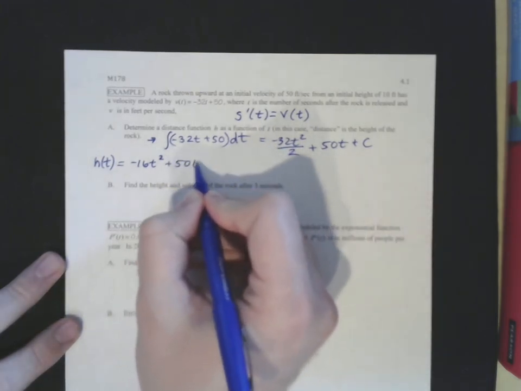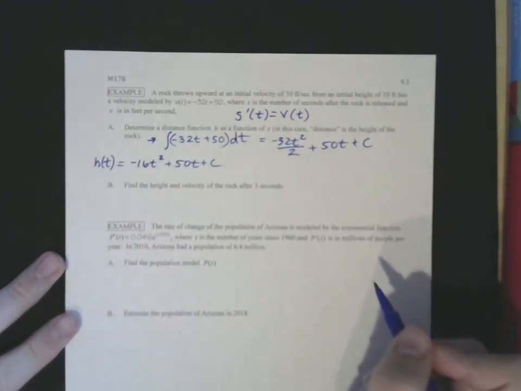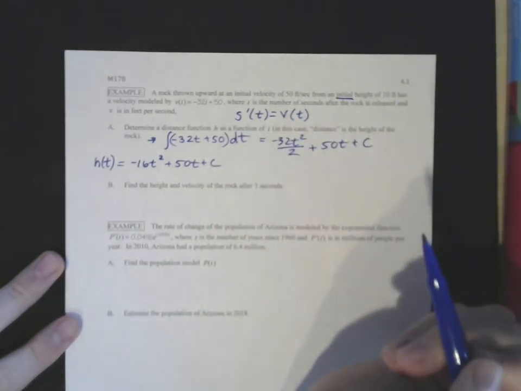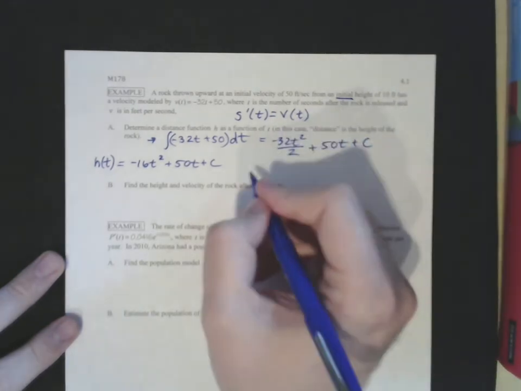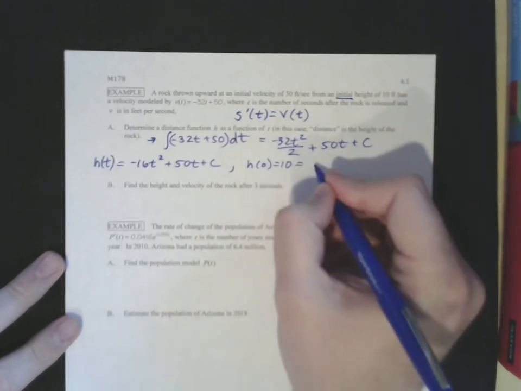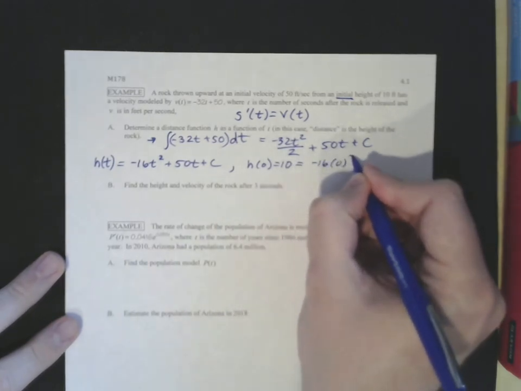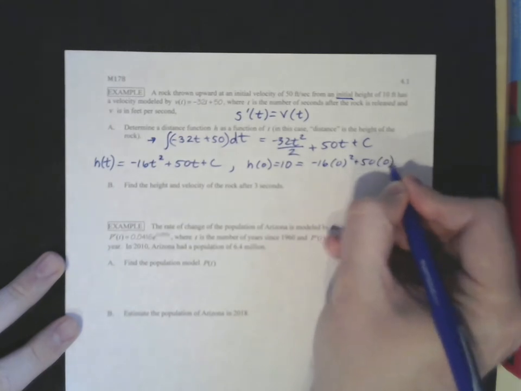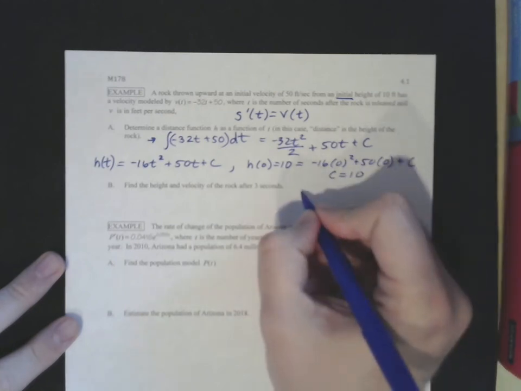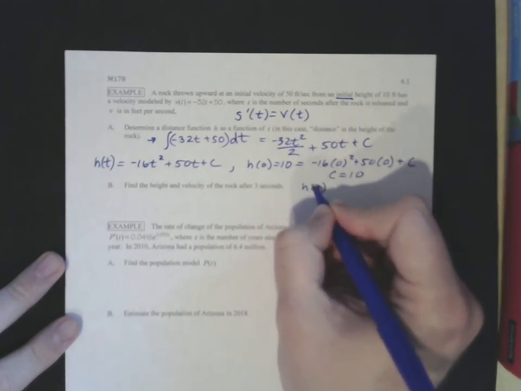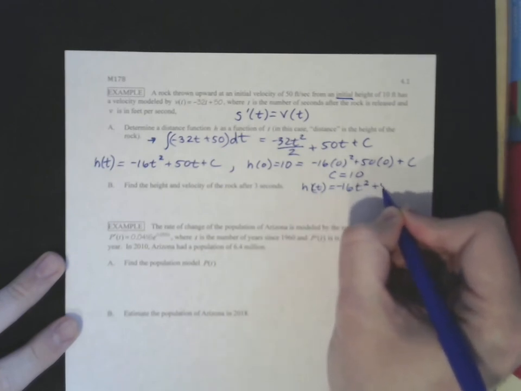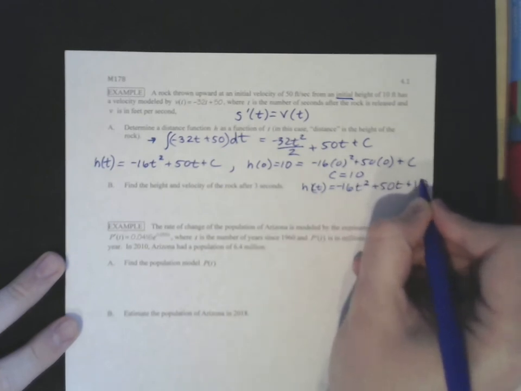plus 50t plus c. And since they gave us an initial condition, you can almost always say initial height or starting height of 10 feet, we know that h of 0 equals 10, which would be -16 times 0 squared plus 50 times 0 plus c. So c equals 10. So our final answer for this section is h of t equals -16t squared plus 50t plus 10.